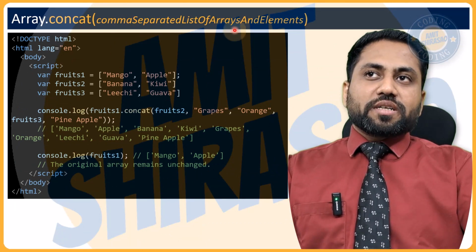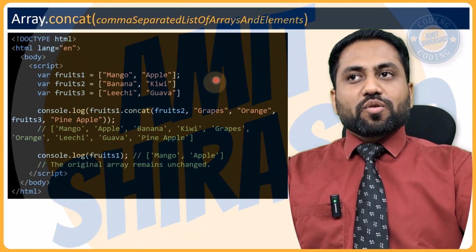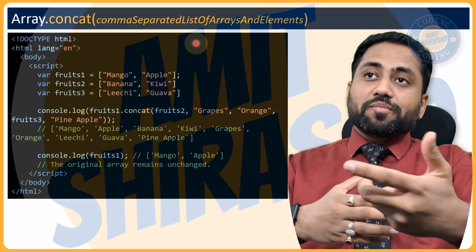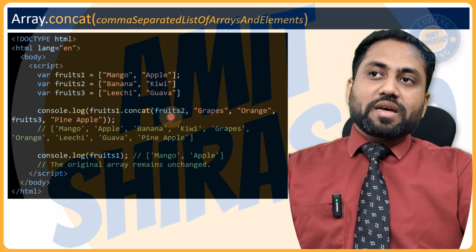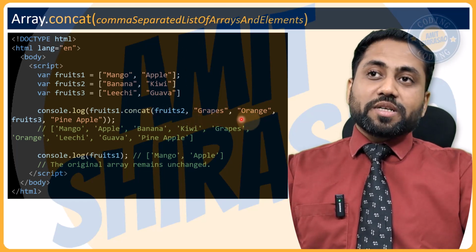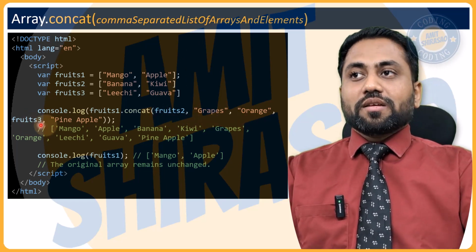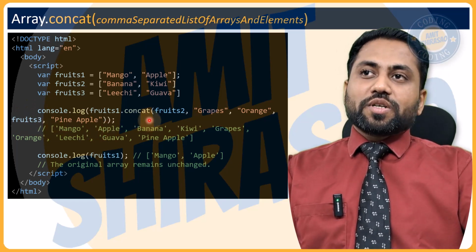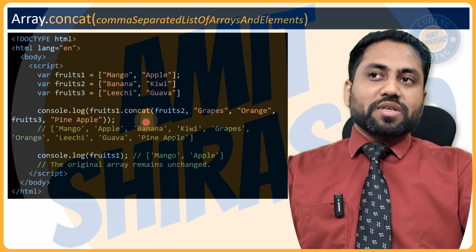Instead of a comma separated list of arrays, you can also give a comma separated list of arrays or elements. So here I have given fruit2, it's an array, grapes is just an element, orange is just an element, again fruit3 is an array, again pineapple is just an element. So what it will do is keep on concatenating them in this order only.